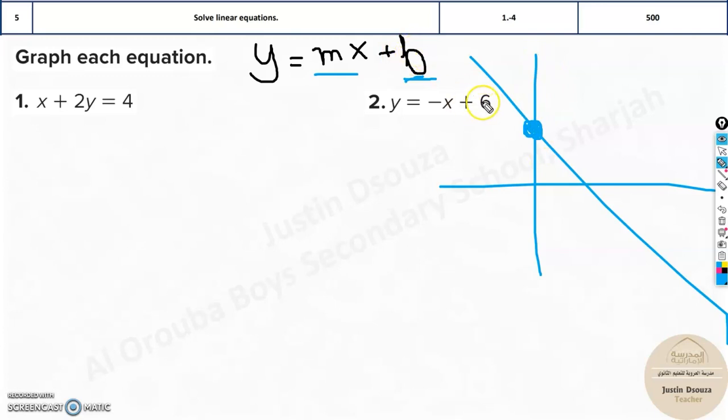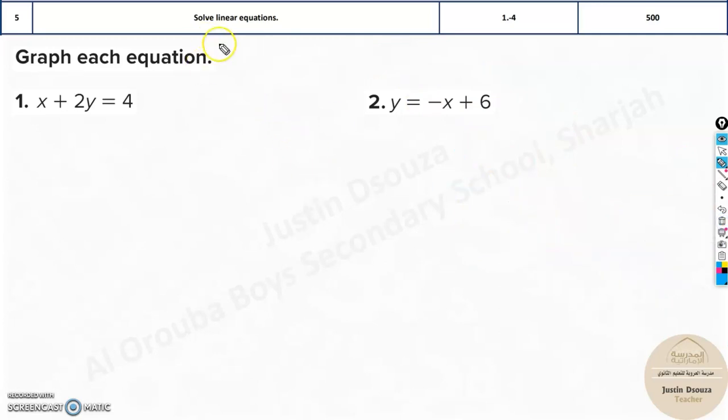So if this is say 6 over here, then this will be 6. It must be 6. If it was like this, minus 3, then the y-intercept will be minus 3 instead of plus b. Okay. Now, the main thing is you need to write each equation in this form, because then it will be very, very easy to solve. It's y equals mx plus b.